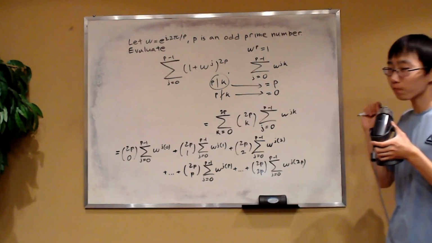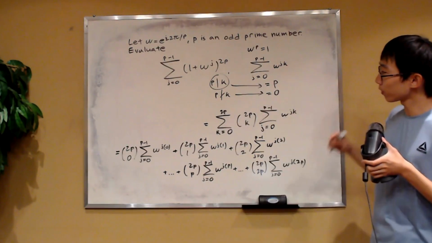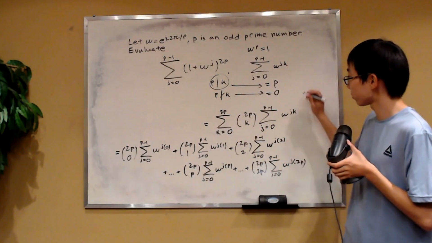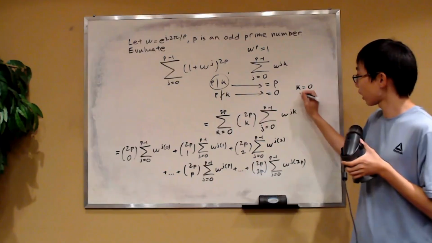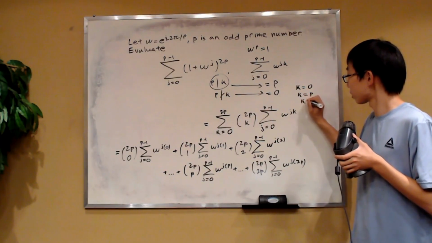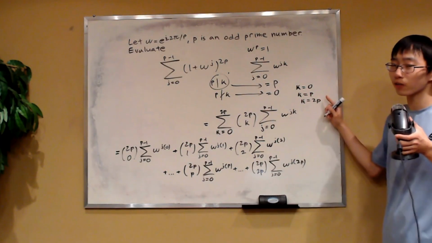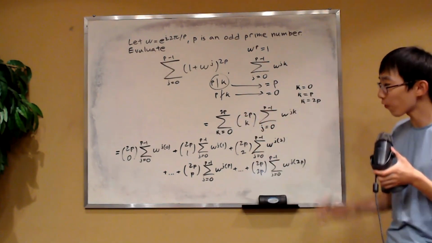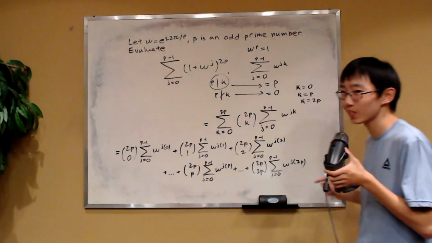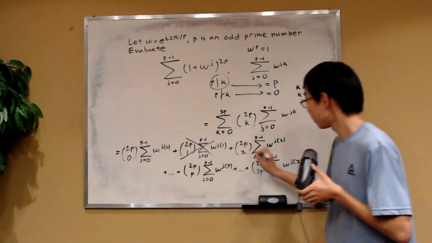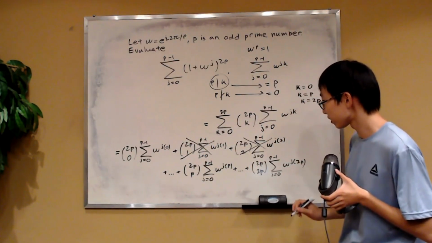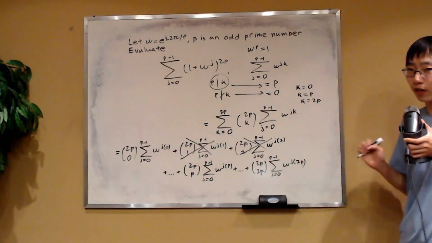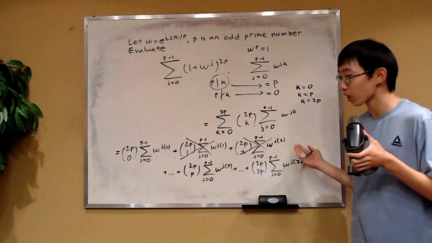Now, for what values of k will we have p divides k? Well, k equals 0 is one of them, also k equals p, and k equals 2p. Those are the only values divisible by p, because k goes from 0 to 2p. So therefore, among this entire summation, this has no value, this has no value, and finally, these three values are the only ones with actual values to consider, because all the other ones are going to be 0.